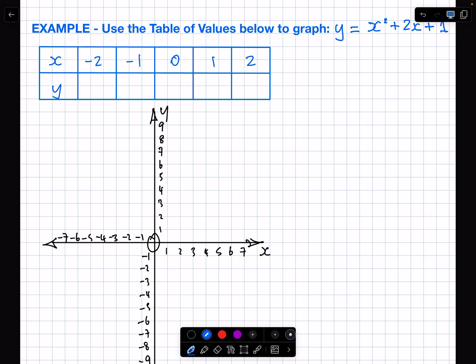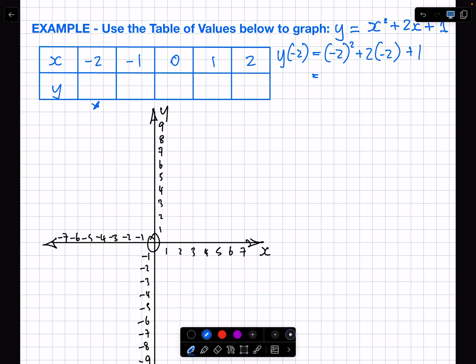So the first one I'm going to do is what is y when x is equal to -2? Because I want to fill in this box here. So whenever it says x in the equation, I'm going to replace it with -2. So y is going to be -2 squared plus 2 lots of -2, add 1 to it. Can someone tell me what -2 times by itself would be? What would -2 squared be?